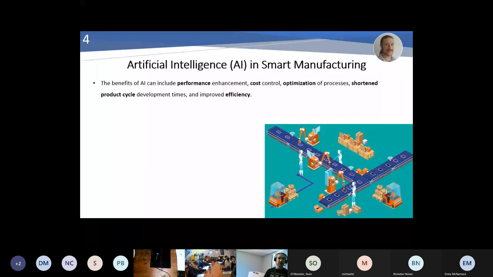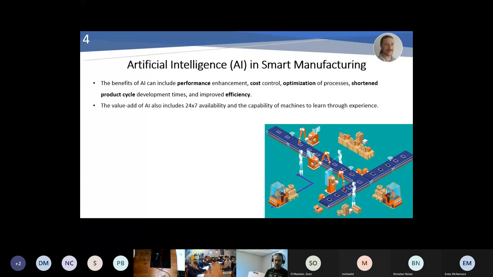So the benefits of AI can include performance enhancements, cost control, optimization of processes, shortened product life cycle development times, and then improved efficiencies. There's also the value add of including 24/7 capability of machines to learn through experience. So what we're talking about there is the fact that we now have these machines running, first of all, 24/7, as we would have had a bit through our Industry 3.0, which is where humans obviously need to rest, eat, take breaks, etc. Machines don't.